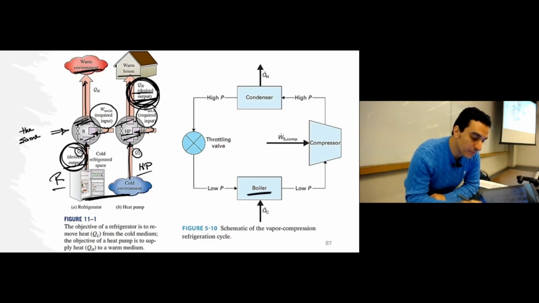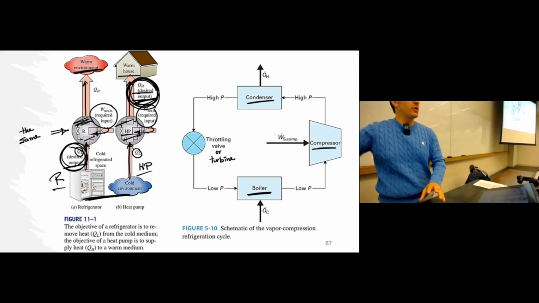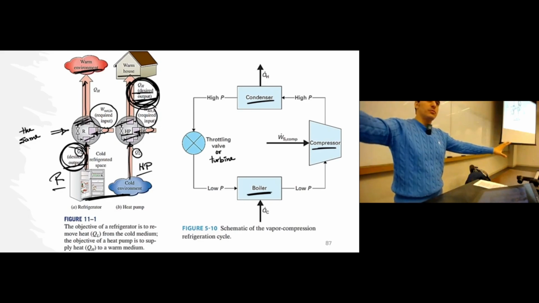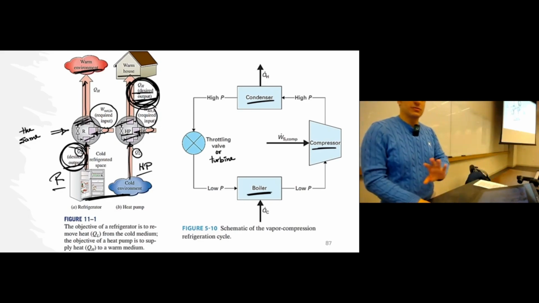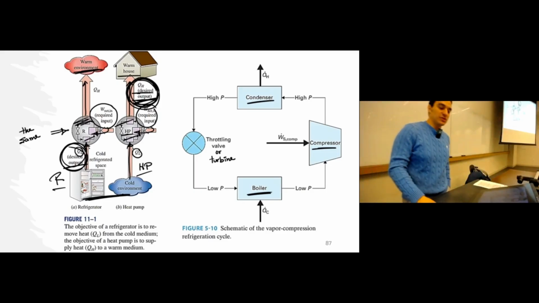If we look at the components for each of them, we have almost the same things. We have a boiler, a condenser, a compressor, and a throttling valve, or we may have a turbine. Almost the same components as power cycles: turbine, compressor, boiler, condenser. The turbine may be replaced by a throttling valve, and we will explain when this may happen.